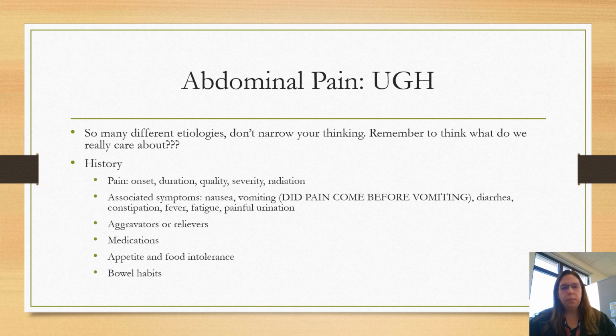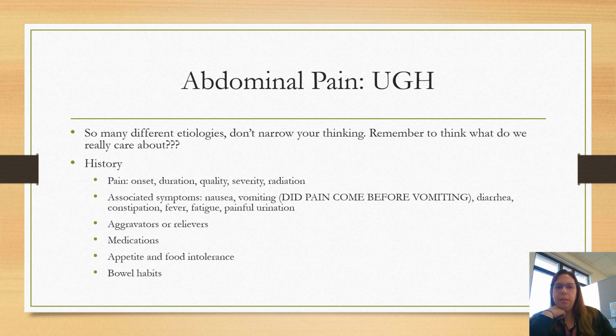Okay. So when you're going through your history, you're asking about the pain. When did it start? How long has it been going on? Is it a sharp pain, a dull pain? Is it really bad? Is it just like kind of a dull ache? Does it radiate anywhere? Meaning like sometimes pain in your gallbladder can actually radiate up to your shoulder blade. So people are like, yeah, my side kind of hurts, but so does my back. And so that can give you some clues also.